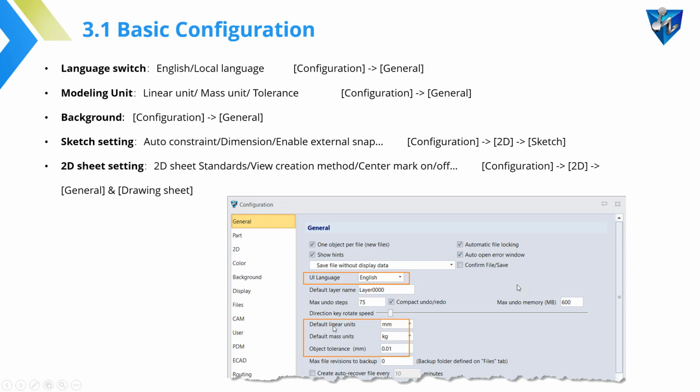You could change the default linear unit or mass unit, as well as the object tolerance. Besides, you could also change the background color or display effect, as well as your sketch setting and 2D sheet setting under the Sketch tab, General or Drawing Sheet tab separately.